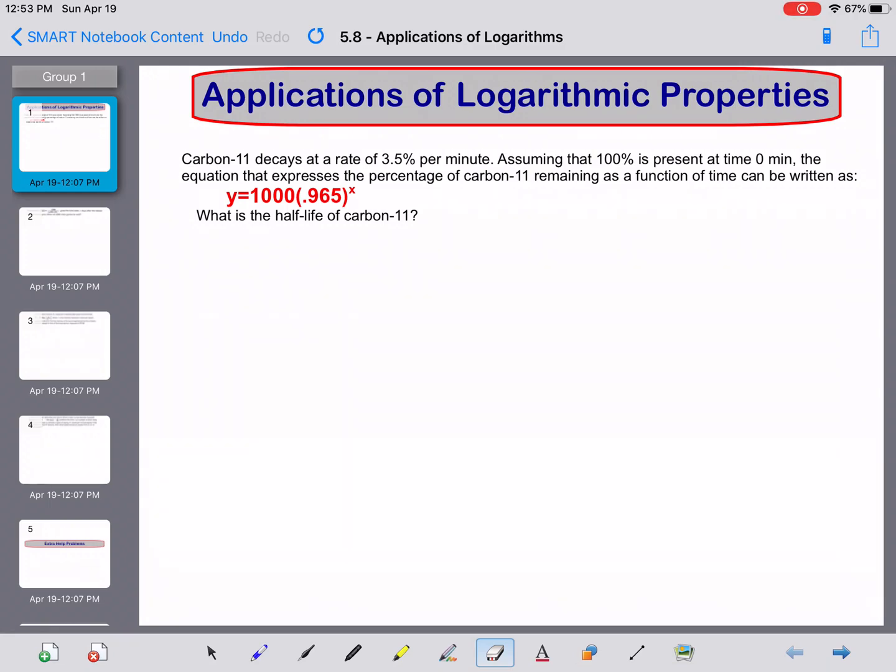Today in this video we're going to be dealing with some applications of logarithmic properties. If you want, before you start this video, there is a printout of some notes that has these exact problems on it, or if you'd rather, you can use your own notes and just write down the problems. It's not a big deal, either one.